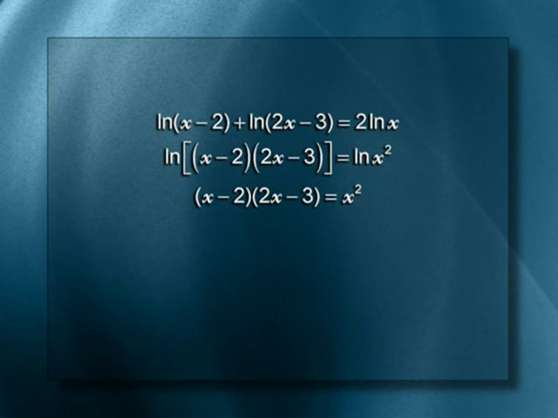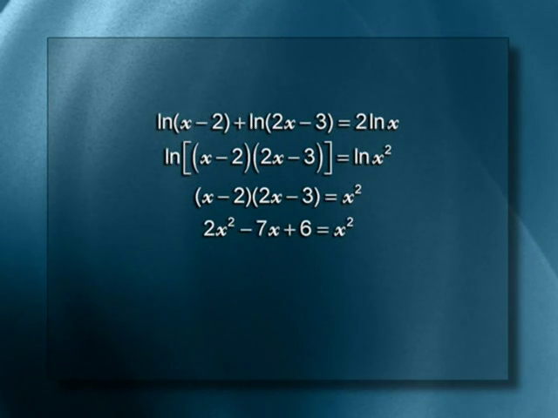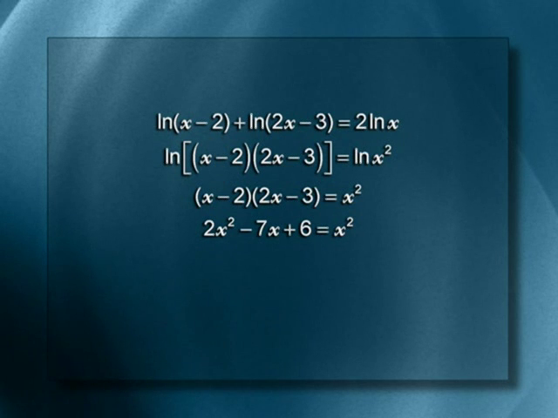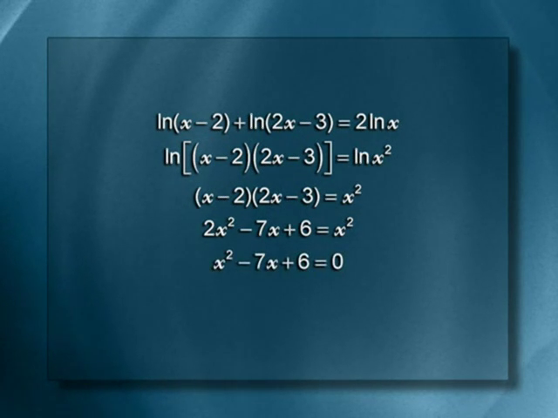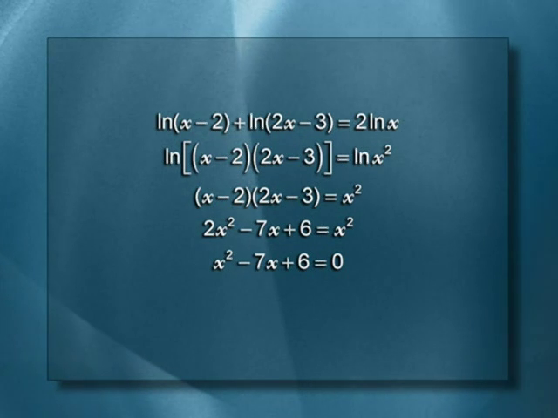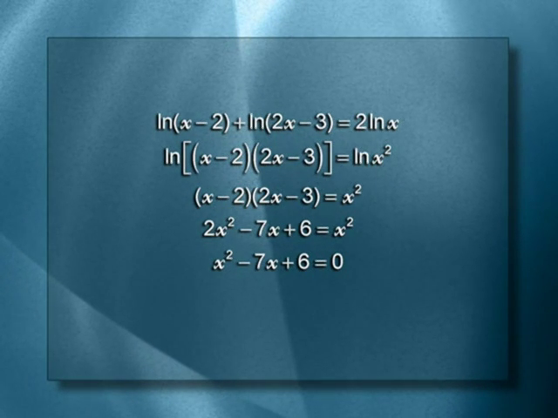All right, let's multiply out this polynomial. I think it comes out to be 2x squared, 2 times 2 is minus 4, minus 3 is minus 7x, plus 6, minus 2 times minus 3. And then on the right-hand side, we have the x squared. Bring the x squared over to the other side, and we have a quadratic. x squared minus 7x plus 6. We want that to be 0.